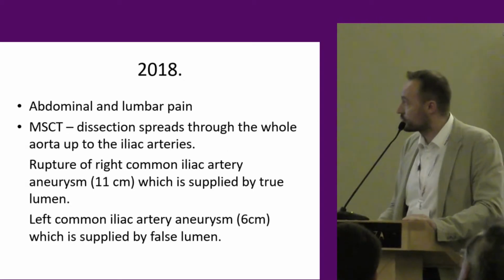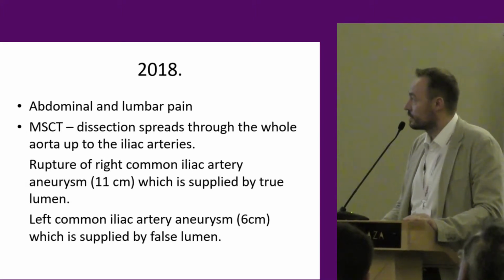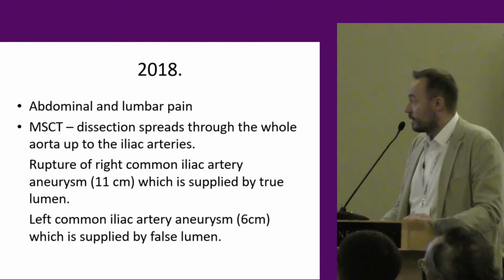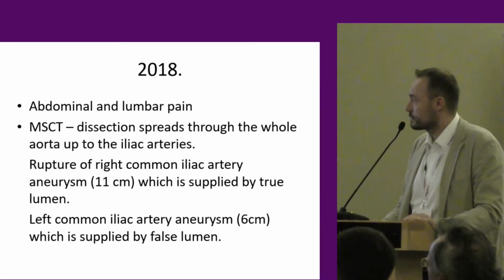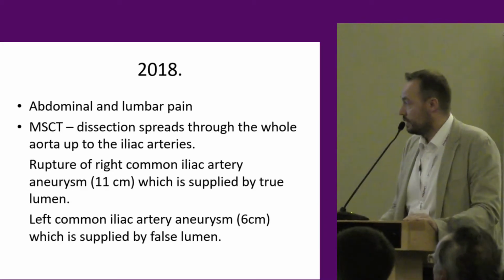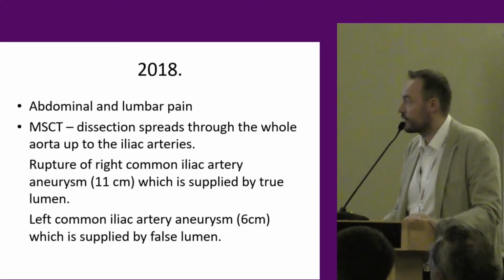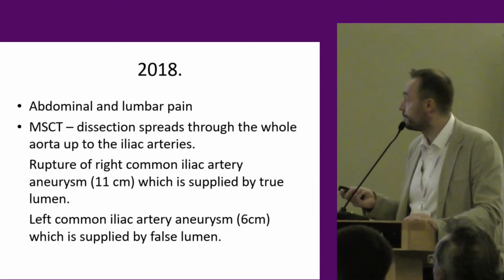So in 2018, he came to our institution with abdominal and lumbar pain. The MSCT showed dissection that spreads through the whole aorta up to the iliac arteries, the rupture of the right common iliac artery aneurysm, which was 11 centimeters in diameter. This right iliac artery was supplied by true lumen, and he had an aneurysm of 6 centimeters in diameter in his left common iliac artery, which was supplied by false lumen.